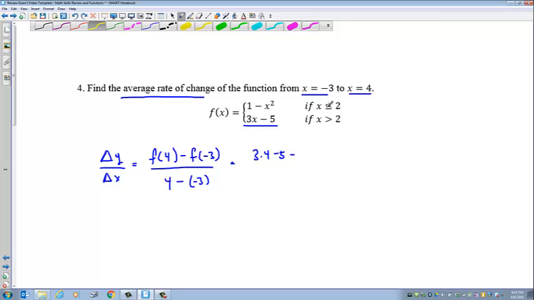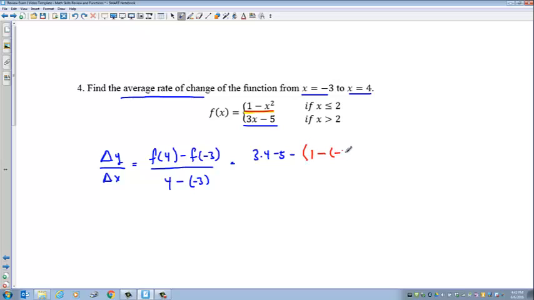So in this case, since -3 is less than or equal to, we use a top piece. And I don't like yellow. Let's use red. So we'll use the top piece, and put parentheses around it. So we have 1 minus a -3 squared in parentheses. And then that's all divided by 4 minus a negative is a positive, so 4 plus 3.